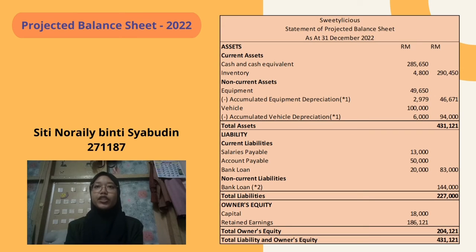Okay, for the statement of balance sheet for Sweetylicious in 2022, begin with the total asset, which is 431,121, with the note that depreciation is set at 6% on cost of equipment and vehicles on a straight line basis. Meanwhile, the total liabilities is 227,000, with the note that the bank loan is a 10 year term with 3% interest. And the total equity is 204,121. And the total liability and equity is 431,121, which is the same amount as the total asset shown in the statement of projected balance sheet in 2022.